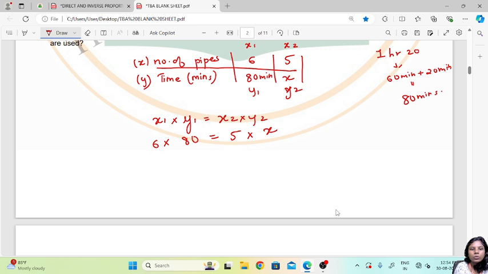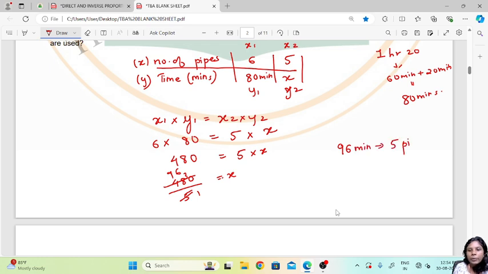So now 80 into 6: 8 sixes are 48, plus 0, equals 5 into x. Now this 5 you take into the denominator, so 480 upon 5 equals x. So 5 ones are 5, 5 nines are 45, 46, 47, 48. So that 3 we add here and we have 96. So it will take 96 minutes to fill the tank using 5 pipes.